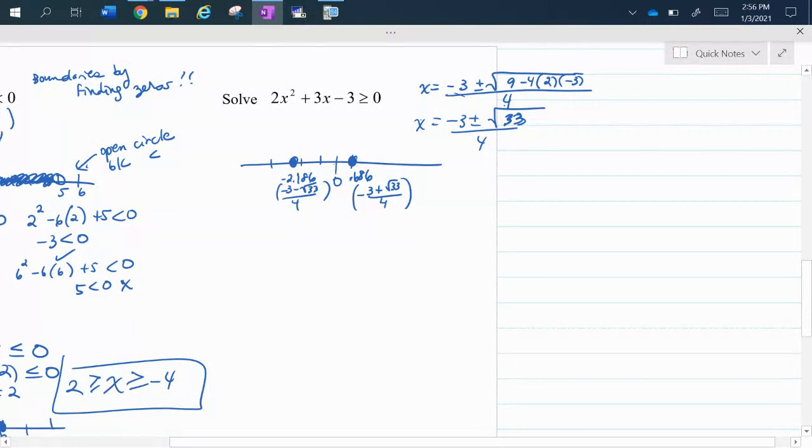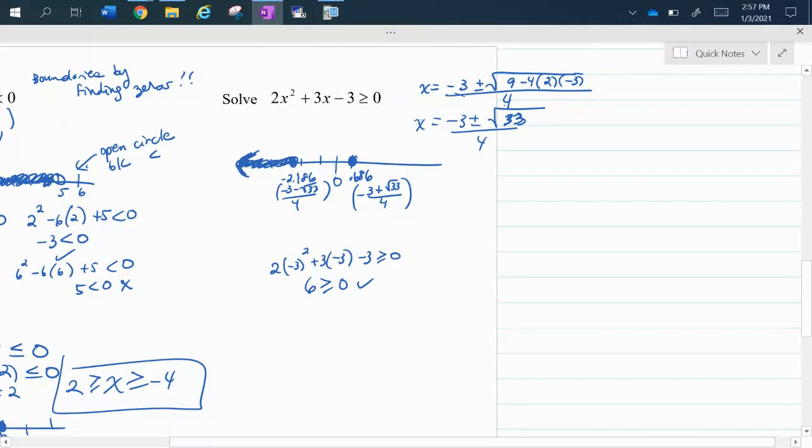Okay, so then I'm going to pick a number that is less than negative 2.186, like negative 3. So I'm going to do 2 times negative 3 squared plus 3 times negative 3 minus 3 is greater than or equal to 0. So let's see. That would be 9 times 2 is 18. 18 minus 9 is 9. 9 minus 3 is 6. 6 is greater than or equal to 0. That is true. So it looks like my solutions this time are on the outsides.